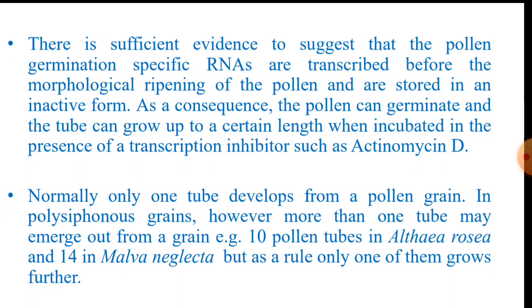There is sufficient evidence to suggest that the pollen germination specific RNAs are transcribed before the morphological ripening of the pollen and are stored in an inactive form. As a consequence, the pollen can germinate and the tube can grow up to a certain length when incubated in the presence of a transcription inhibitor such as actinomycin D. This clearly indicates that the pollen germination specific RNAs are transcribed before the morphological ripening of the pollen.